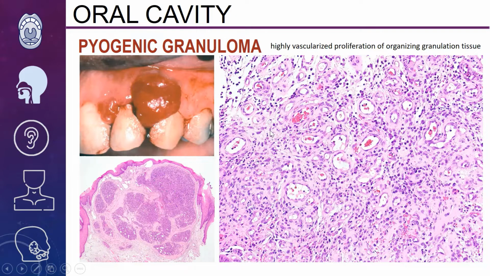Pyogenic granulomas can regress, mature into dense fibrous masses, or develop into a peripheral ossifying fibroma. Complete excision is a definitive treatment for these lesions.